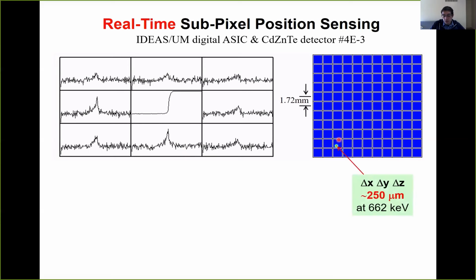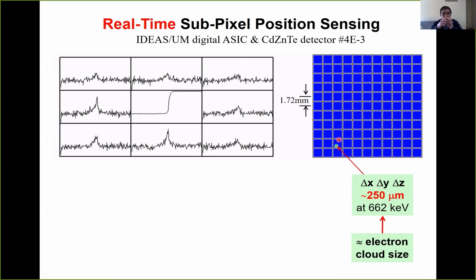This uncertainty is about 250 microns, which is about the size of the electron cloud. When I say electron cloud, it's because when the electron is produced from the gamma matter interaction, the electron still has energy and it's moving around, creating electron hole pairs, but it still has some extent in size, and that reduces your position certainty and increases your uncertainty.